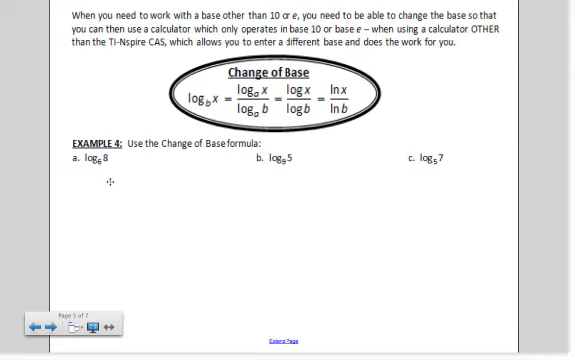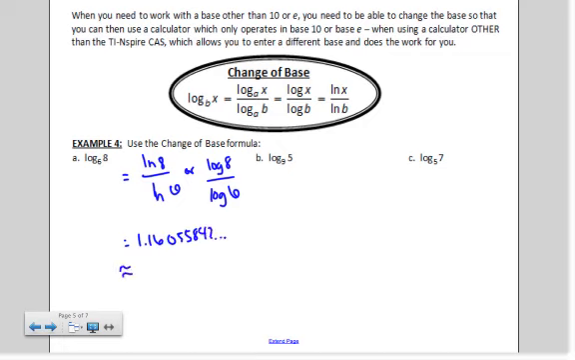So if I am looking at log base 6 of 8, we could do that as ln of 8 over ln of 6. Or you could also do that as log of 8 over log of 6. Either way, you get the same answer, and that's 1.160558 and so on, and we would round that to 1.161, or truncated, 1.160.